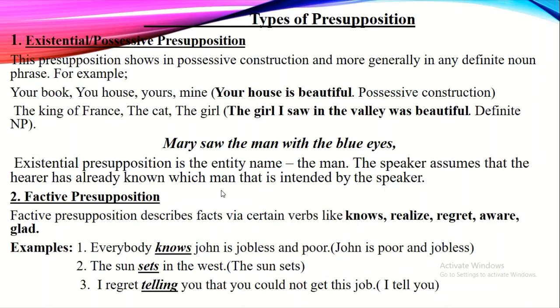The next type is factive presupposition, which describes facts through certain verbs like know, realize, regret, aware, and glad. For example, "Everybody knows John is jobless and poor." Here, John being poor and jobless is a fact. "The sun sets in the west." Here, the sun setting is a fact. "I regret telling you that you could not get this job." Here, I tell you, and I am informing you.